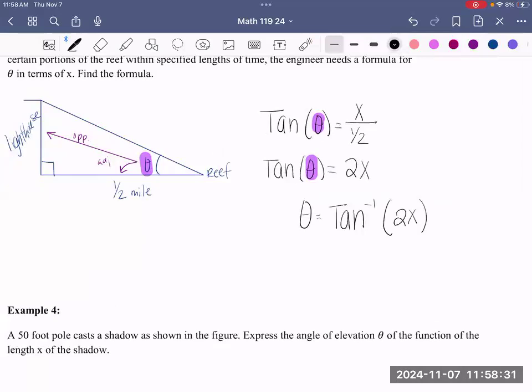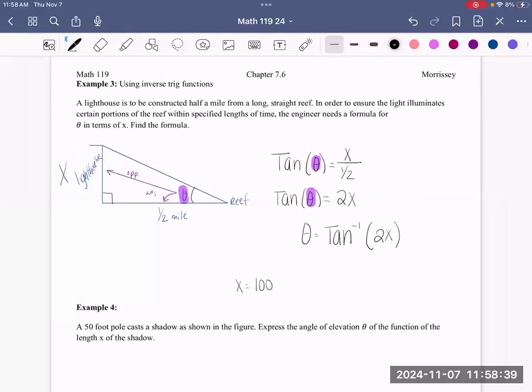And maybe future us wants to know, okay, well, x is now equal to 100 feet tall, right? Then we want to make sure that everything's in the same unit, right? But we would be able to figure out, given some x value, we can go ahead and get a theta. So we're trying to solve and isolate theta.